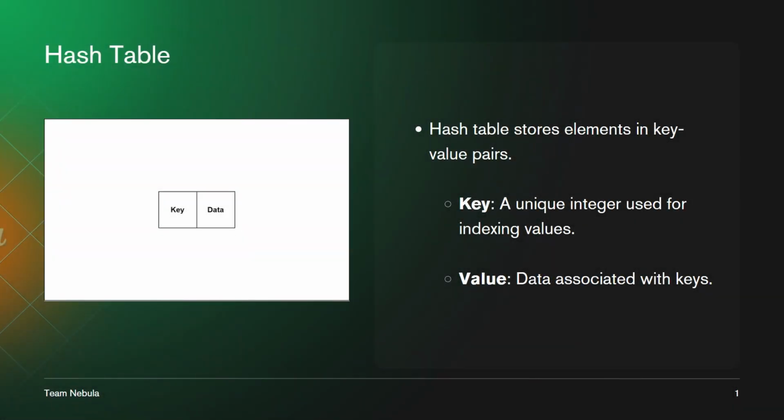Hash table. The hash table data structure stores elements in key-value pairs where key is a unique integer that is used for indexing the values. Value is data that are associated with keys.